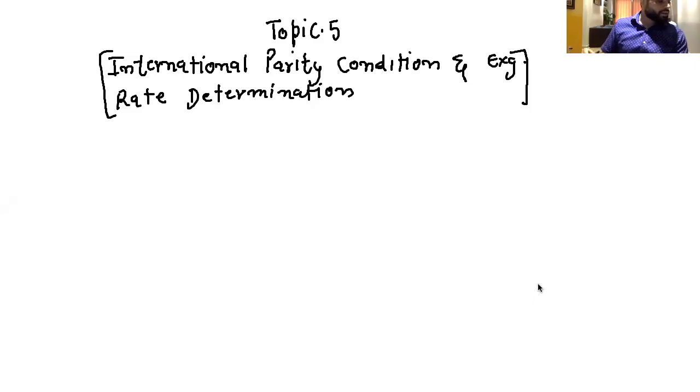Okay, so this is topic 5 or chapter 5 of your textbook. This topic is about international parity conditions and exchange rate determination. What we're going to learn in this topic, the main idea, is about interest rate parity. So we have to understand what purchasing power parity is, right?